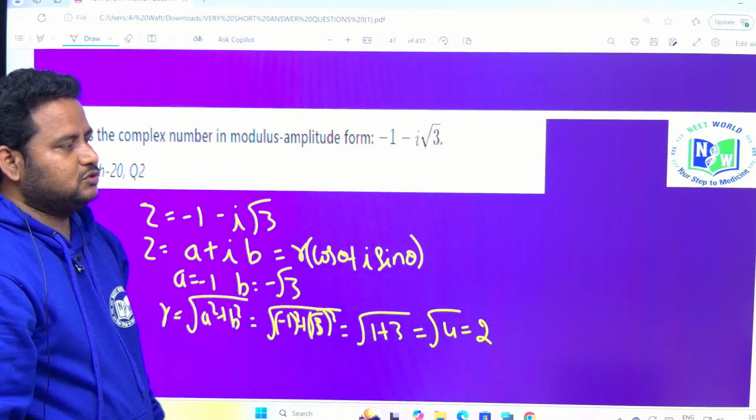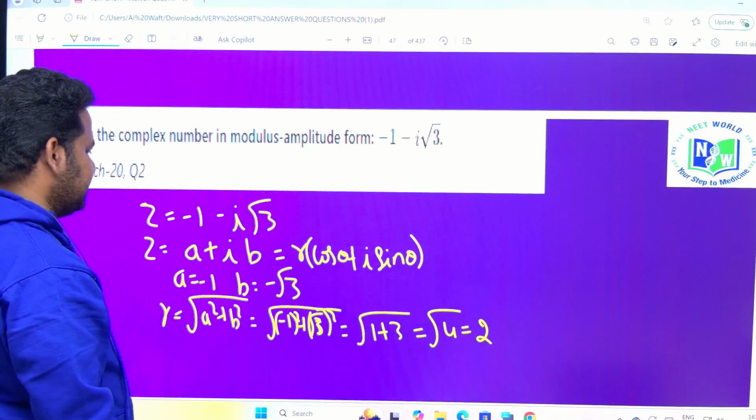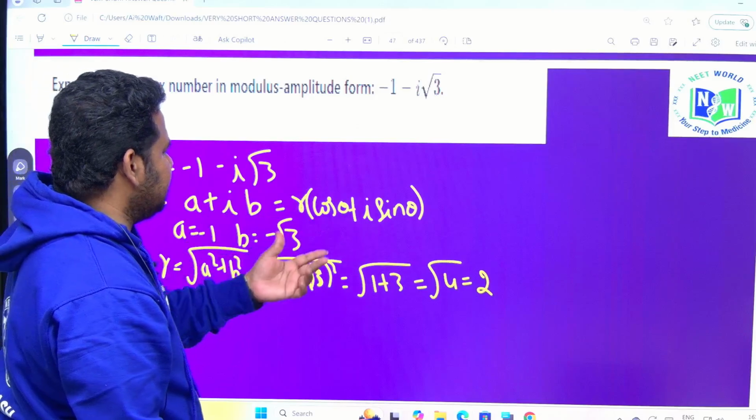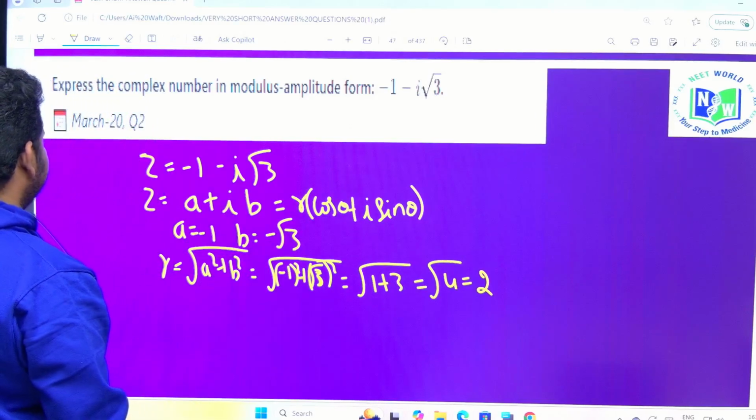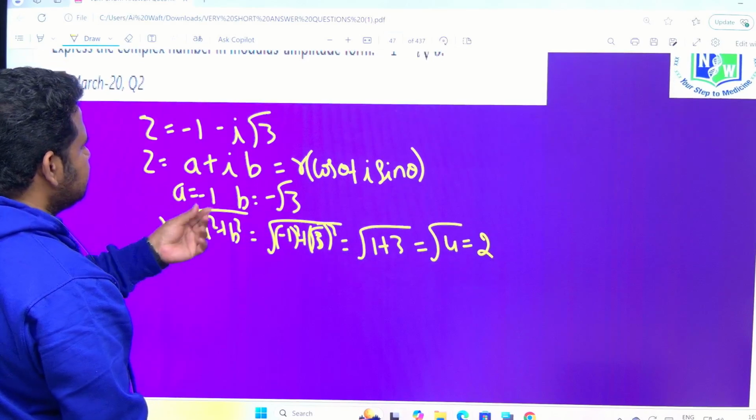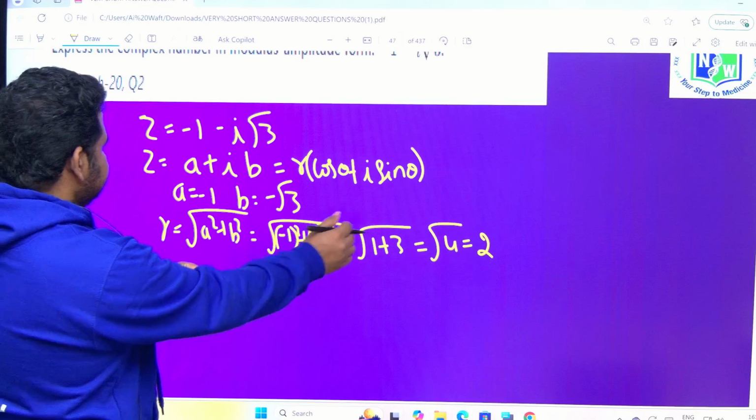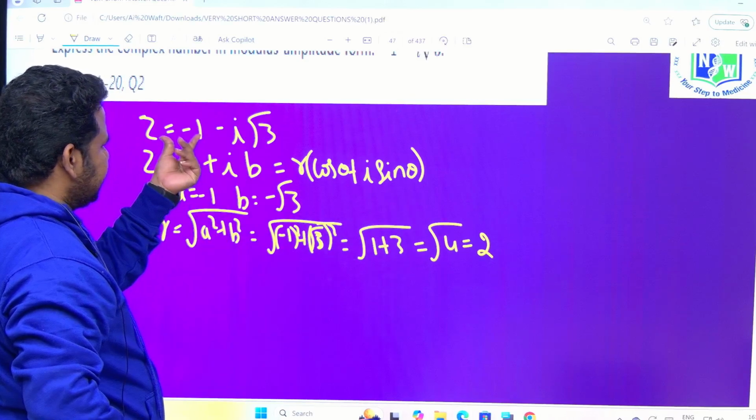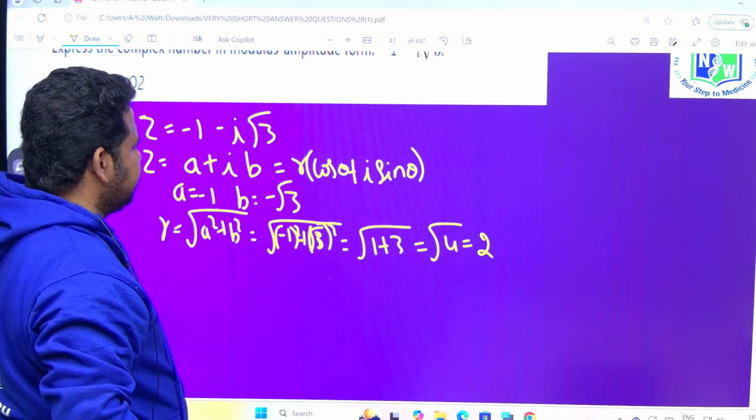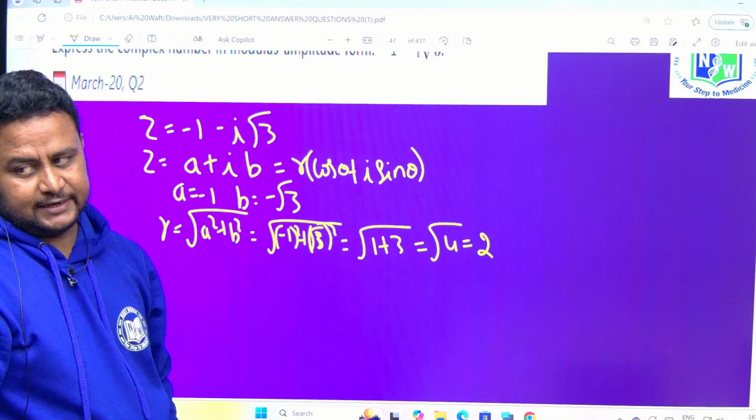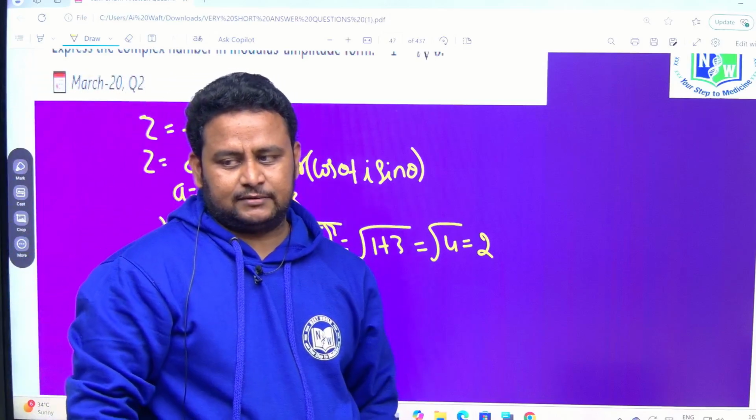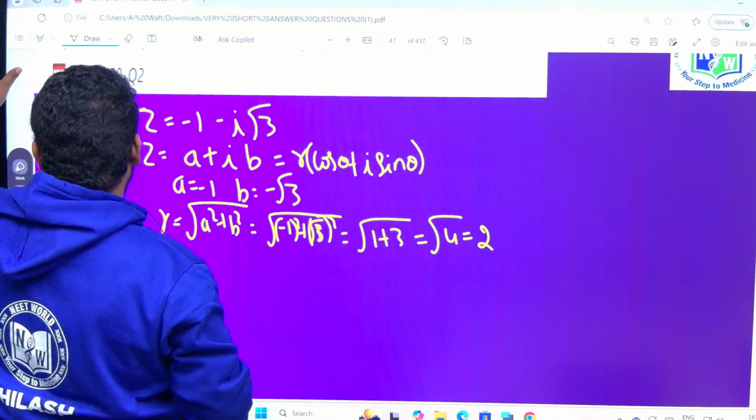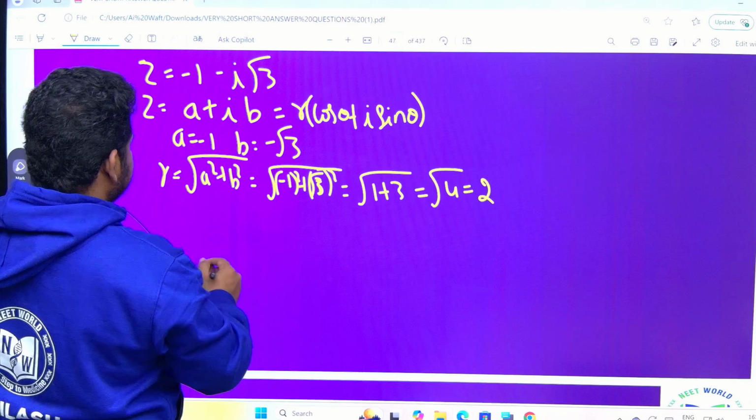Got it? So the value of r is 2. Now we have to find out the value of cos theta plus i sin theta. For that, what you have to do? See here friends, we are getting a in negative and b, the imaginary part, is also in negative. So which quadrant is it? It is coming to the third quadrant. So first let us find out the tan value.